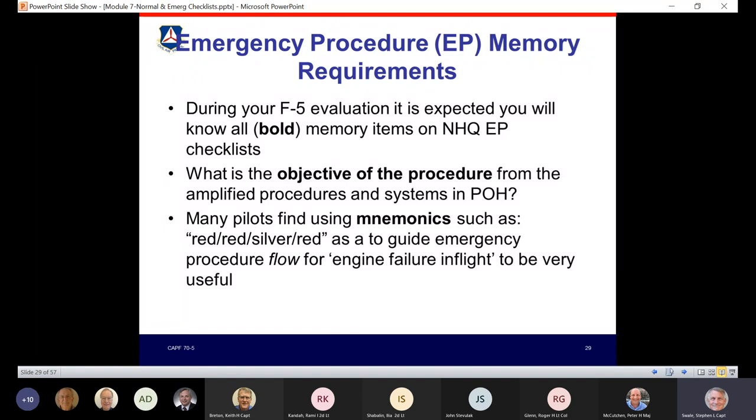The other thing is keep the big picture in mind. So what's the objective of the procedure? If there's a wing fire and you can glance over at your emergency procedures checklist, if we were to flip over to the second page of the emergency procedures and look at the wing fire, studying that, you realize that what you're doing is you're shutting off all the electrical sources to everything out in the wing.